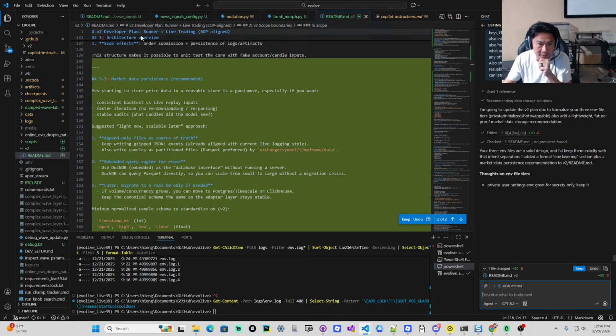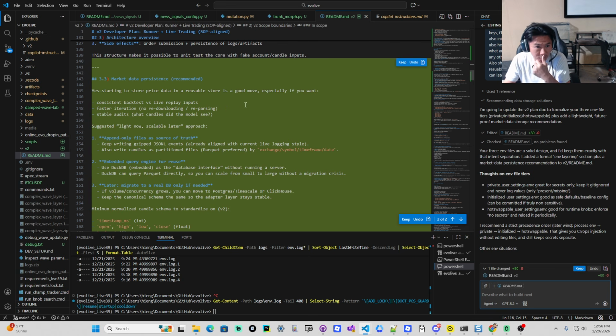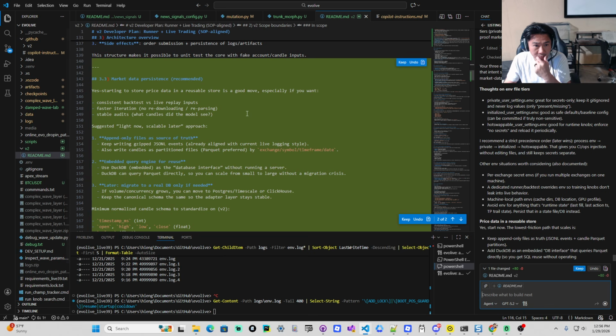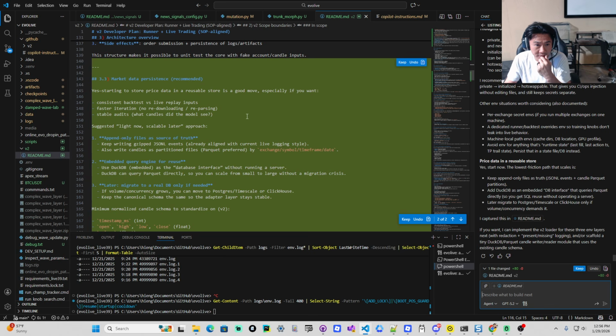So yeah, starting to store price data in a reusable store is a good move, especially if you want consistent backtests, live replay frames, faster iteration, no redownloading, no reparsing, stable audits. Append-only files as source of truth. So we're going to have JSONL files already aligned with the current live logging style, and Parquet partition files. DuckDB embedded as a database interface without running a server. DuckDB can query Parquet directly, so you can scale from small to large without a migration crisis. Later migrate to a real database only if needed.